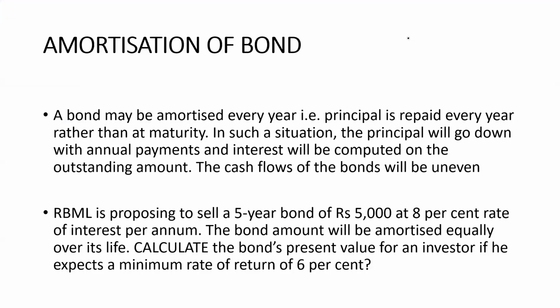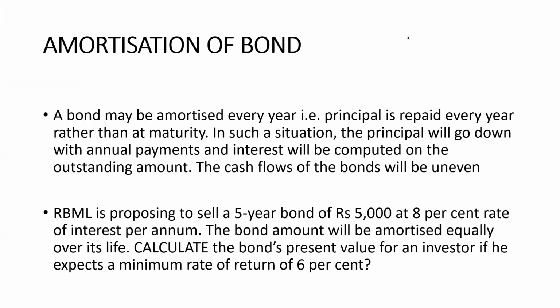When we have amortization of bond, a bond may be amortized every year. The bond is repaid every year rather than on maturity. That means a part of principal is repaid, which is what we call amortizing of the bond. In such a situation, the principal will go down with the annual payment, the interest will be computed on the outstanding amount, and the cash flow of the bond would be uneven.